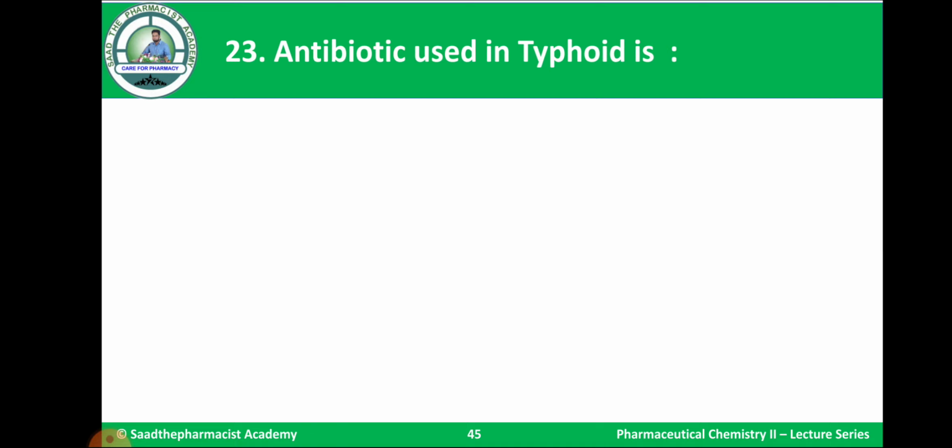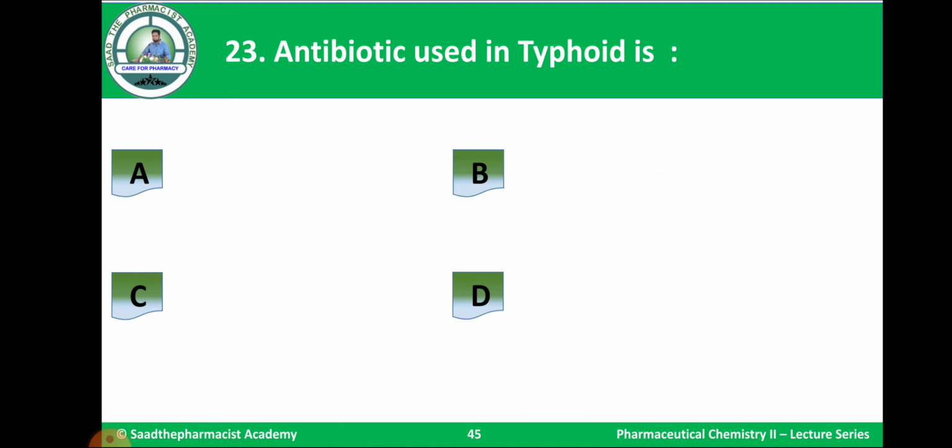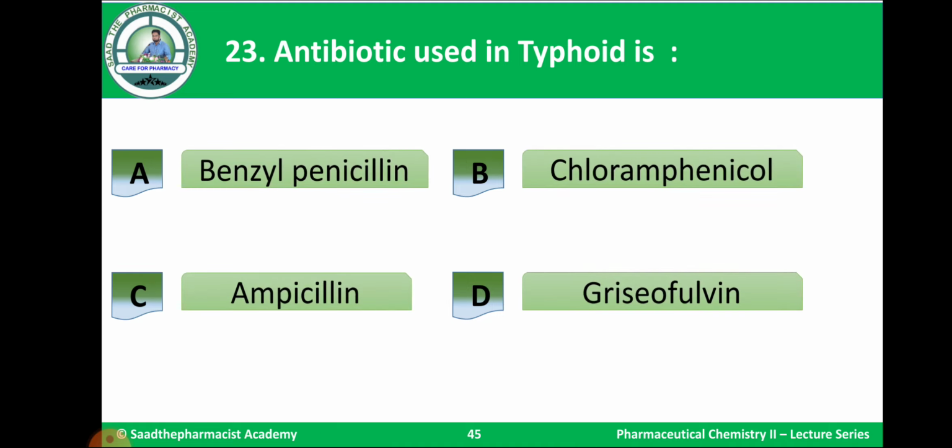Question number 23. Antibiotics used in typhoid is A. benzyl penicillin, B. chloramphenicol, C. ampicillin, D. Griseofulvin. And the correct answer for this question is chloramphenicol.